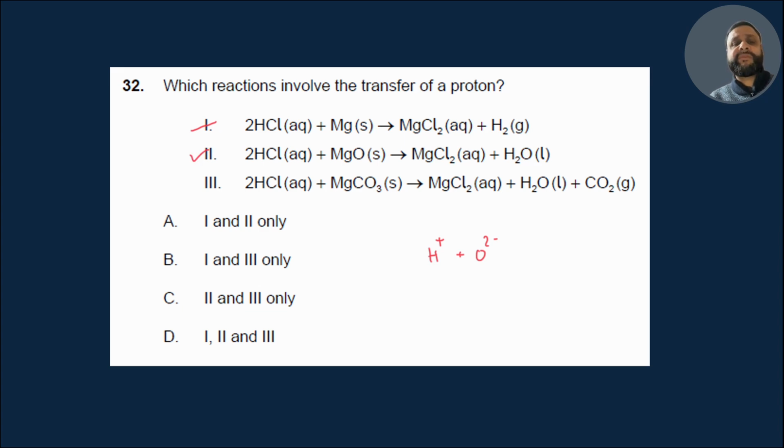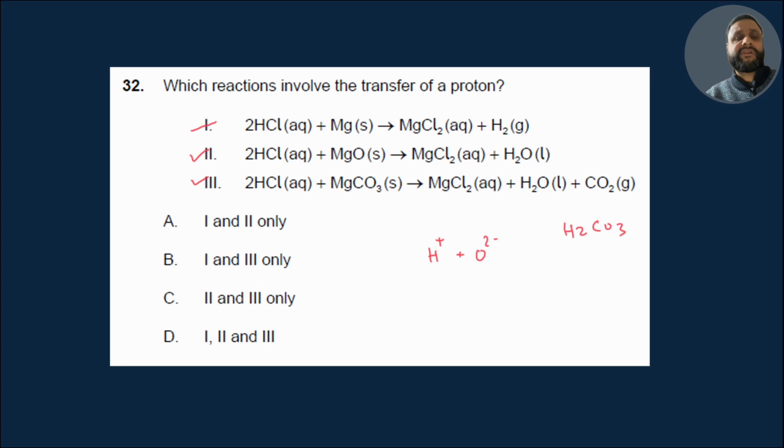Number 3, magnesium carbonate reacting with hydrochloric acid forming magnesium chloride, water and carbon dioxide. This is an example of a neutralization reaction as well. There is a transfer of proton. It reacts with carbonate initially and forms carbonic acid, H2CO3, and then that breaks down into water and carbon dioxide gas. So there is a transfer of protons in 3 as well. So 2 and 3 are the correct statements.